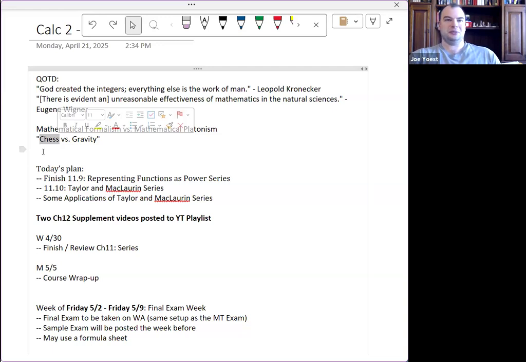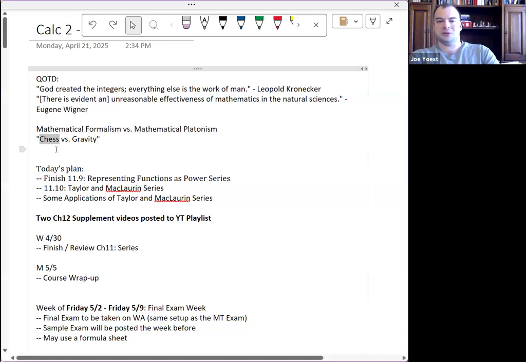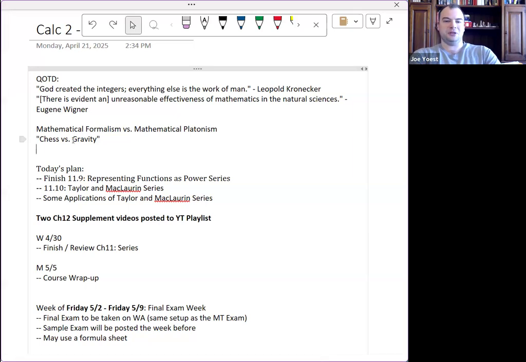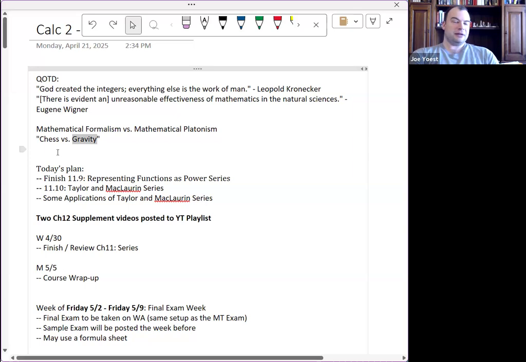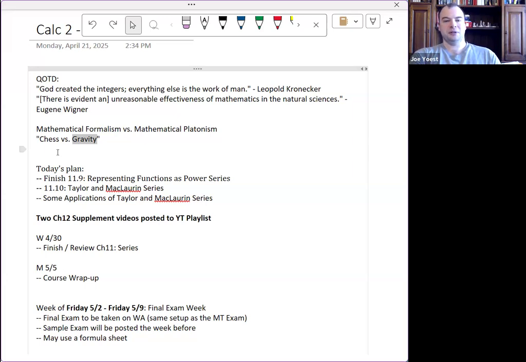We create the rules and we can discover consequences of those rules. We can discover that this opening is good and this opening is bad, and this end game should be played this way to play it optimally, and so on. Versus something like gravity. Gravity is going to work the way that gravity works, whether you like it or not, whether you know about it or not. We can look at chess and say, oh, this rule makes the game too one-sided, so we'll make an adjustment to the rules here or there if we wanted to.